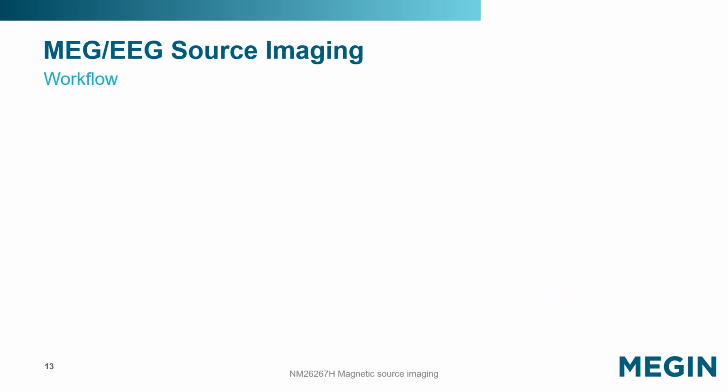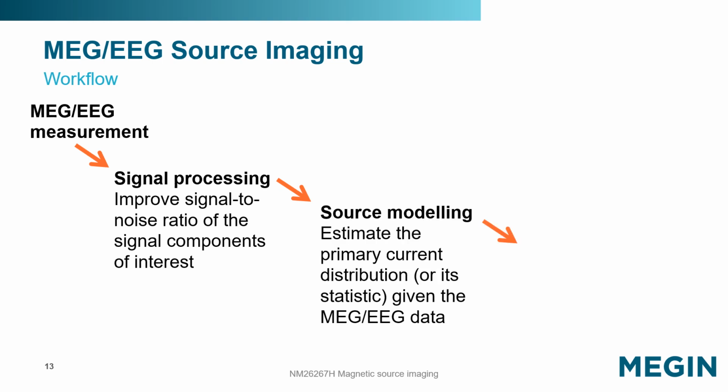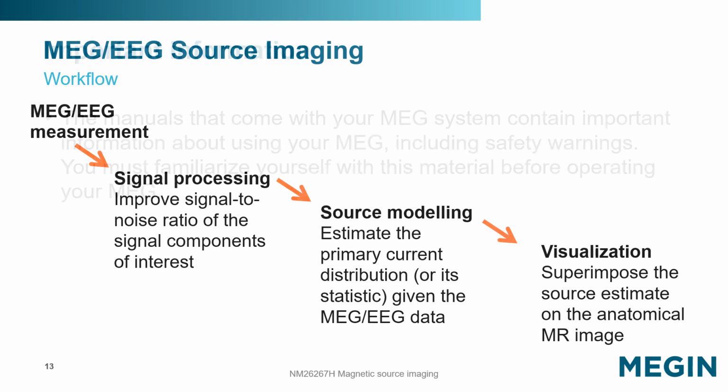The workflow for magnetic source imaging is essentially the same for all of the methods we have described. Once the MEG or EEG measurement has been performed, the signal should be processed to remove artifacts and improve the signal-to-noise of the signal components of interest. Using the method of choice, single or multi-dipole or distributed sources, estimate the primary current distribution or its statistic given the MEG, EEG data, and finally, visualize the sources by superimposing the source estimates onto the anatomical MRI.